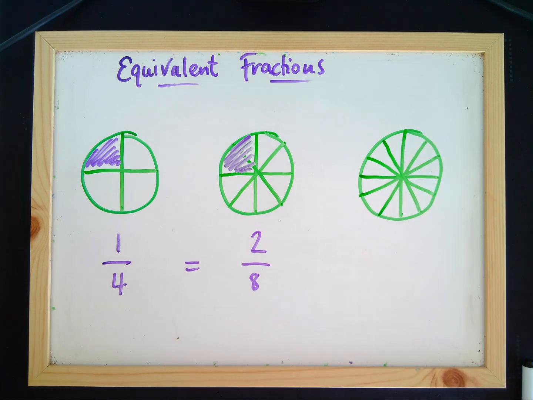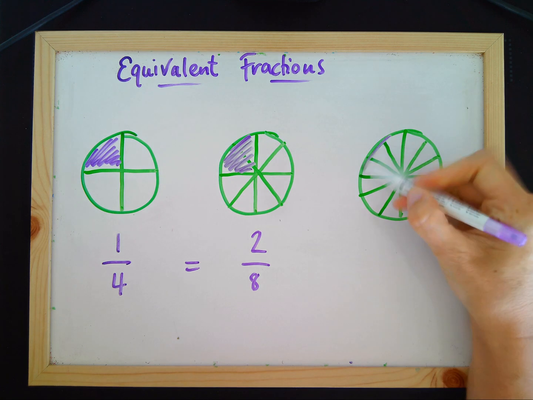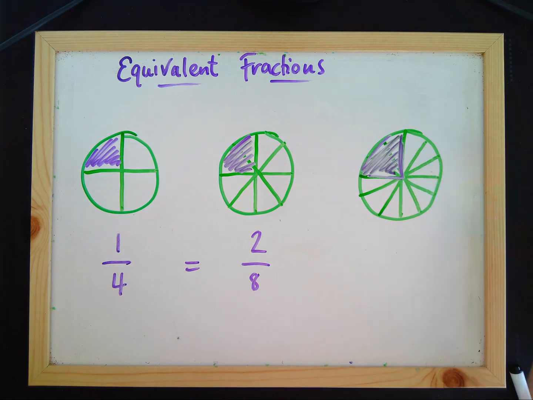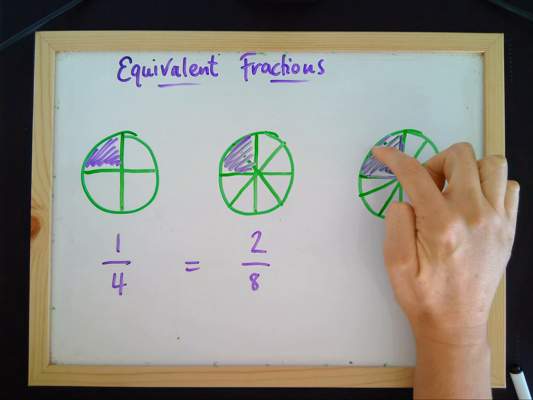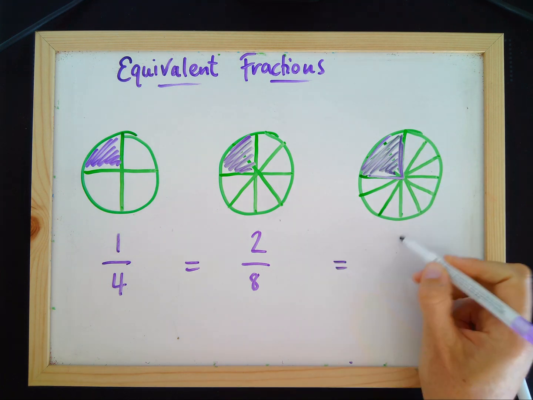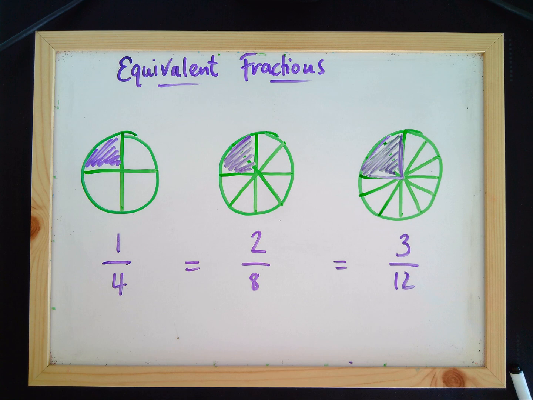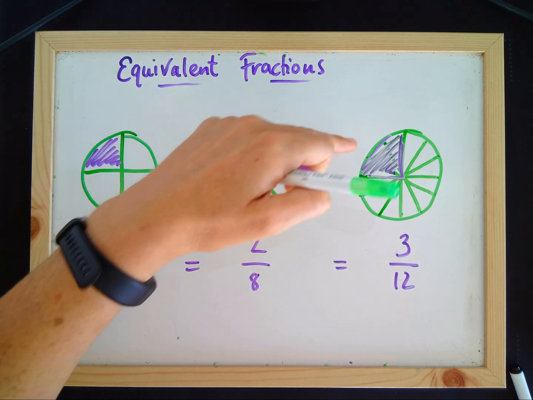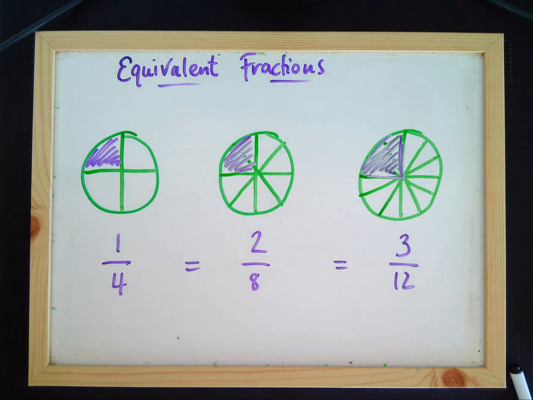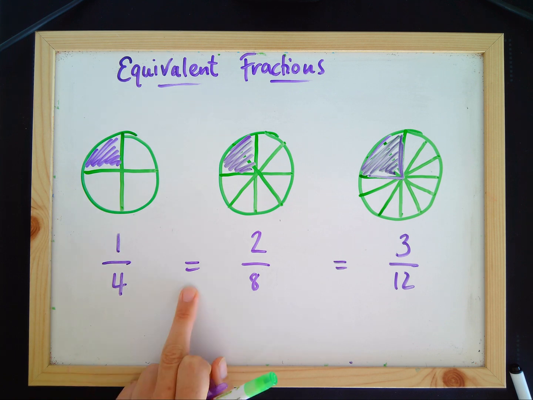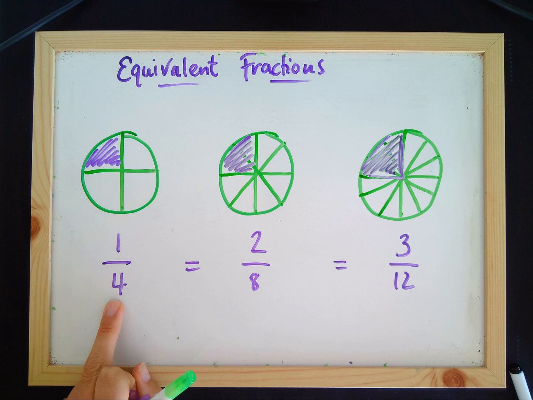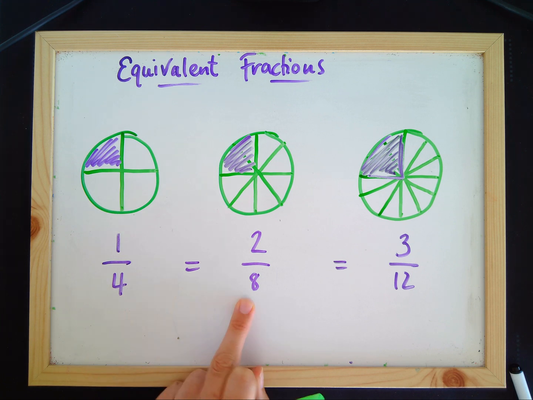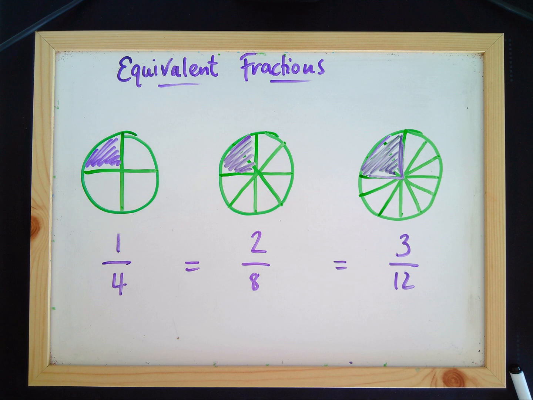Okay, so that pizza is divided into 12. And if I colour a quarter of the pizza again, I can see that 1/4 of the pizza here is 1, 2, 3 twelfths. Okay? So no matter whether you eat 1/4 of this pizza, or 2/8 of this pizza, or 3/12 of this pizza, you will be eating the same amount. Okay? That means 1/4 is the same as, remember the equal sign means the same. 1/4 is the same as 2/8, is the same as 3/12.